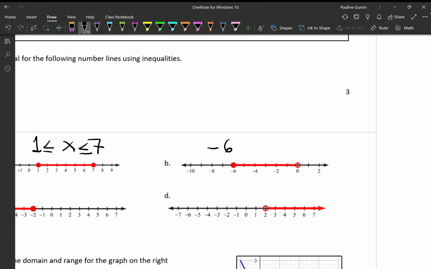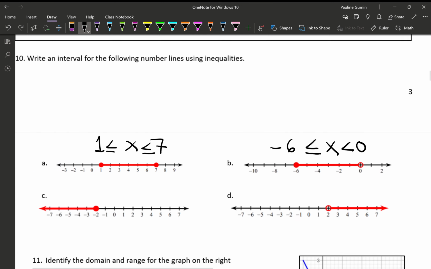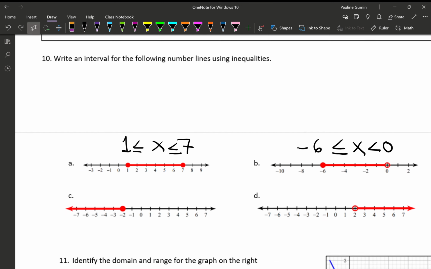Letter B. We have a -6 on the left and a 0 on the right. X is in the middle, and we're going to make sure our symbols face the left, and only the 6 gets a line underneath it because it's a closed circle.